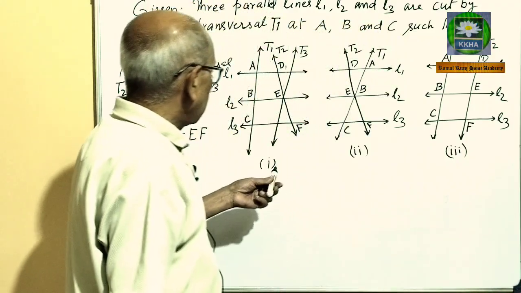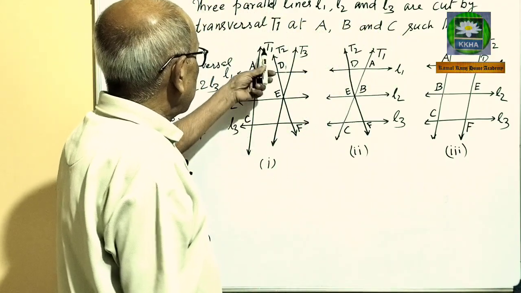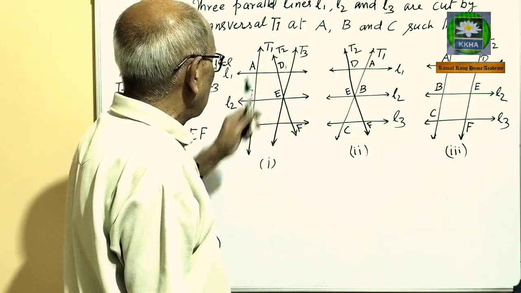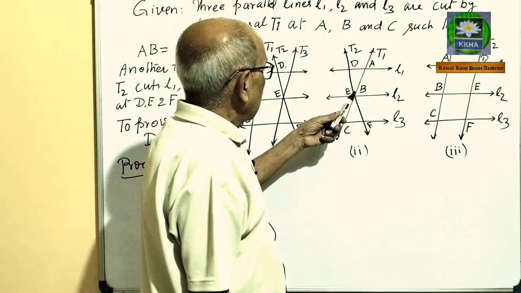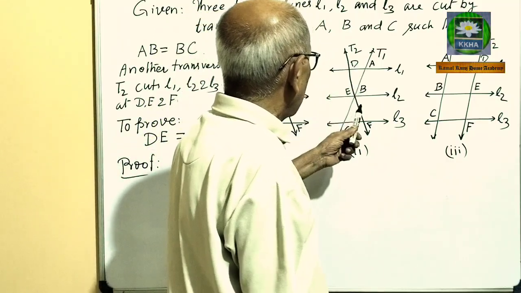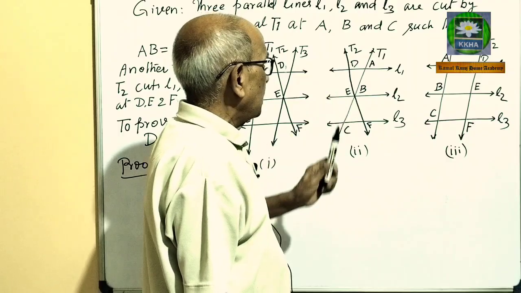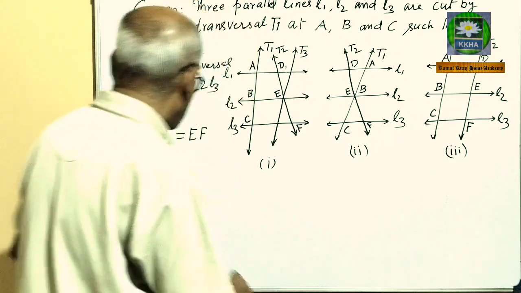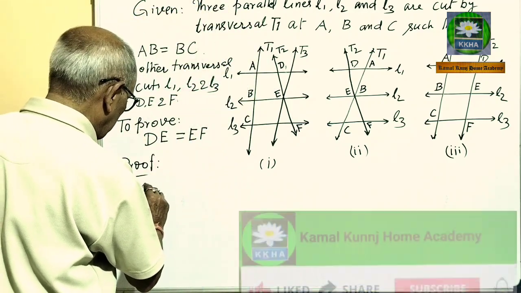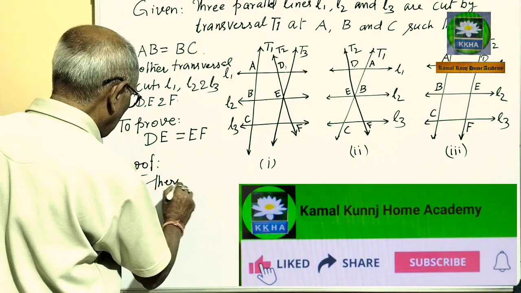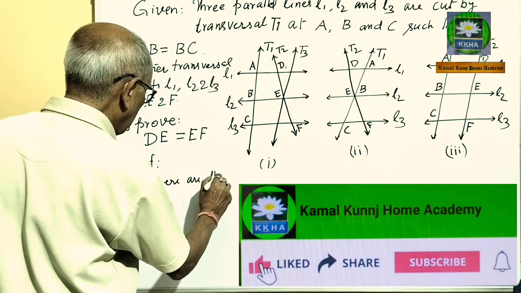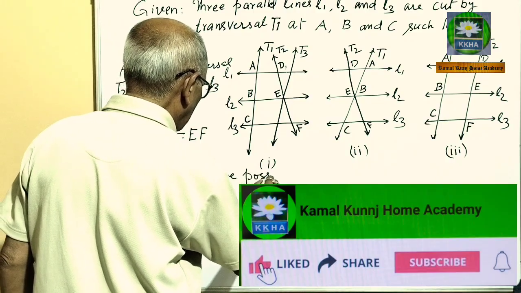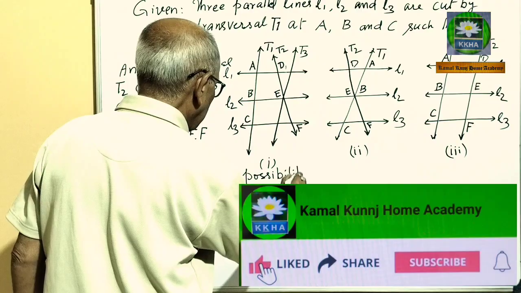There are three possibilities. First, T1 and T2 are not parallel and B is not equal to E. Second, T1 and T2 are not parallel but B is equal to E. And here T1 and T2 are parallel. So there are three possibilities.